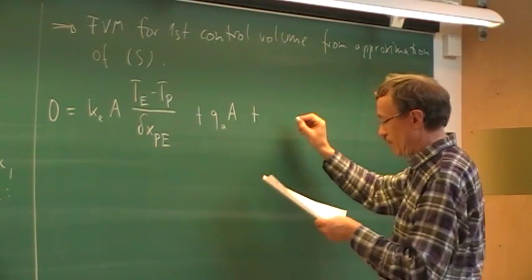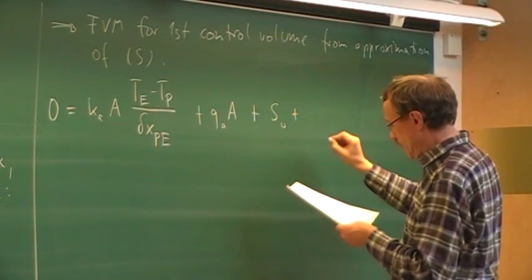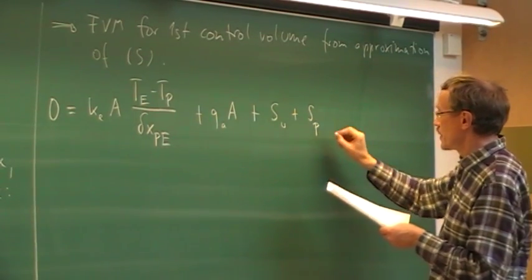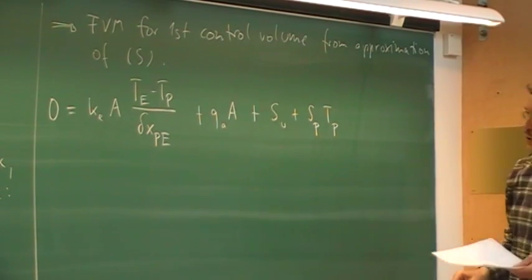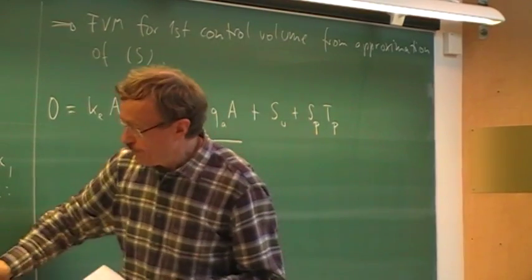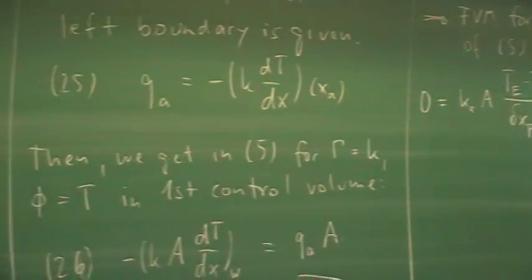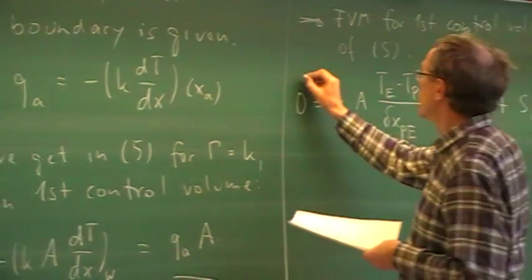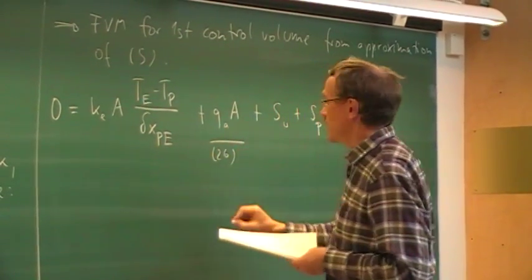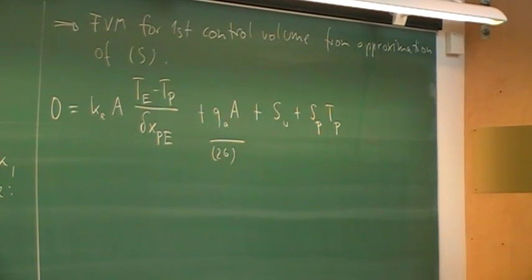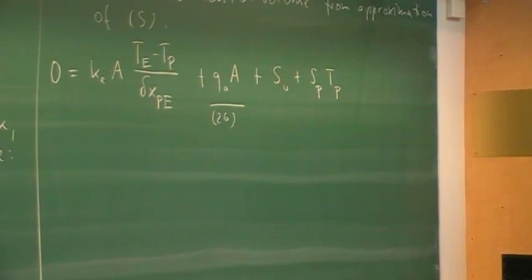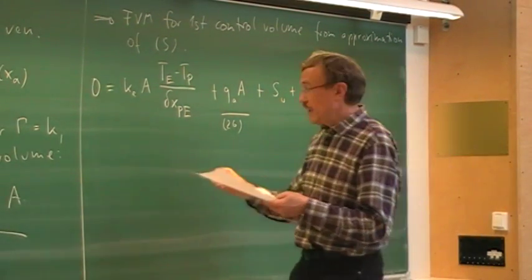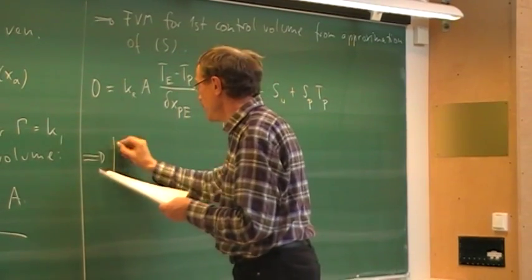And we use the source term. There we use this linearization with the uniform part plus the part that depends on the solution. And our solution here is then Tp. So you see, here we use the boundary condition, and we have used 26 to get this. And then we can order the equations again as usual. We take the parts that depend on Tp to the left and the rest to the right. And then we get the following.